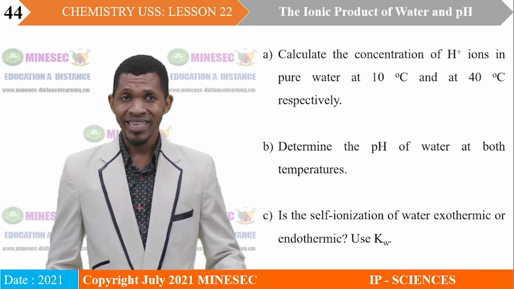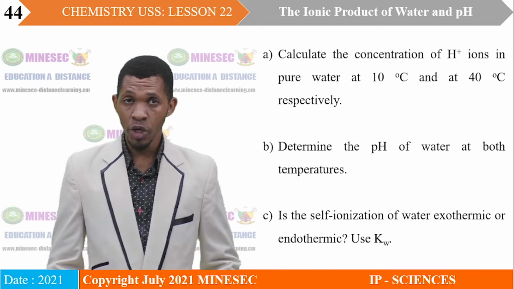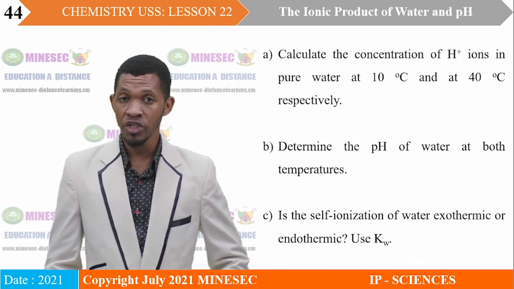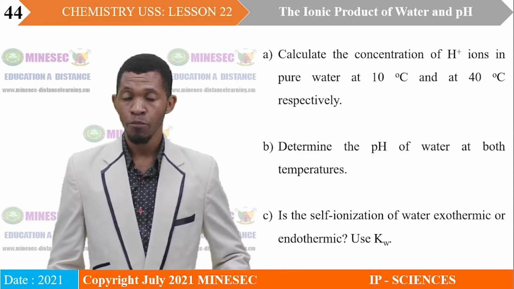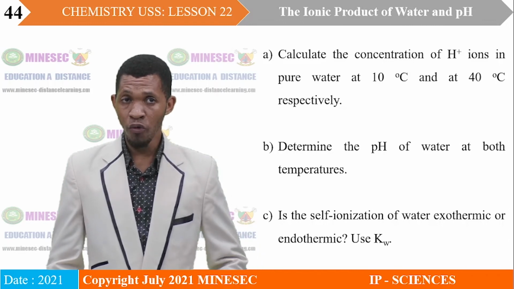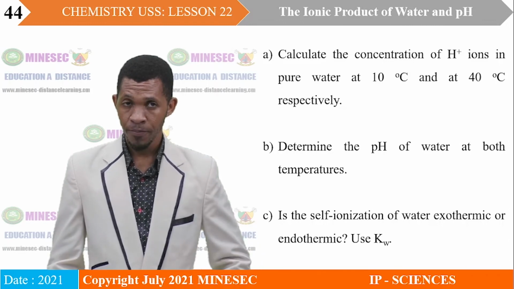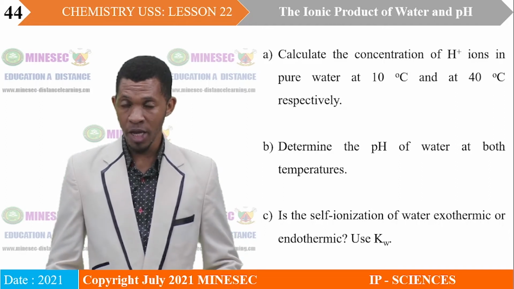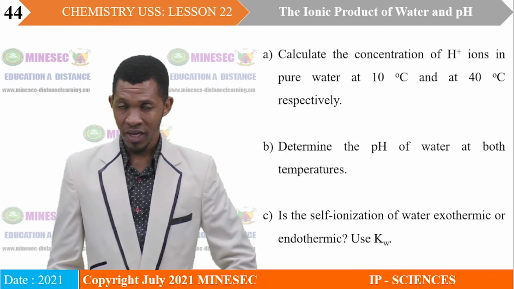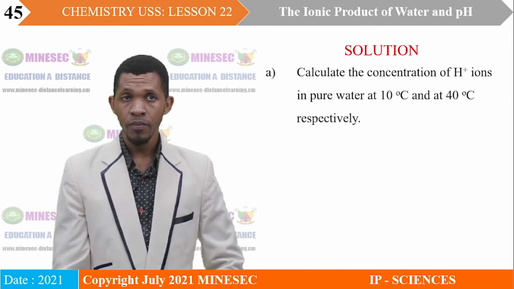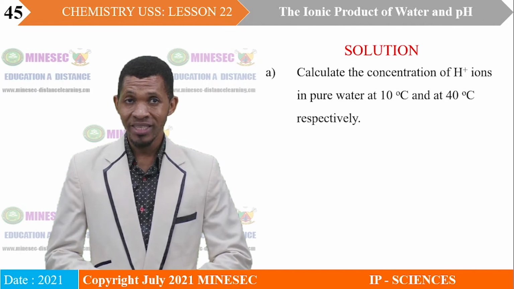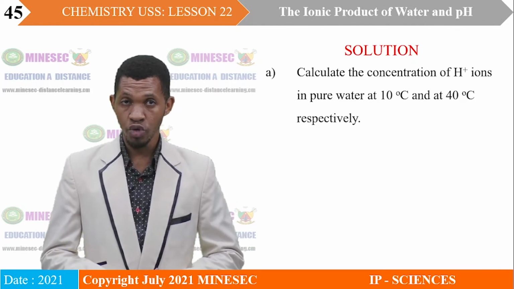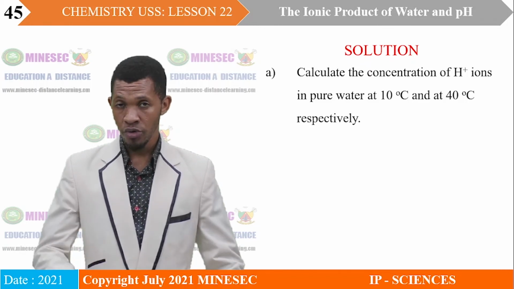Now A, calculate the concentration of hydrogen ions in pure water at 10 degrees Celsius and at 40 degrees Celsius respectively. B, determine the pH of water at both temperatures. And C, is the self-ionization of water exothermic or endothermic? Use Kw. Solution. Calculate the concentration of hydrogen ions in pure water at 10 degrees Celsius and at 40 degrees Celsius respectively.